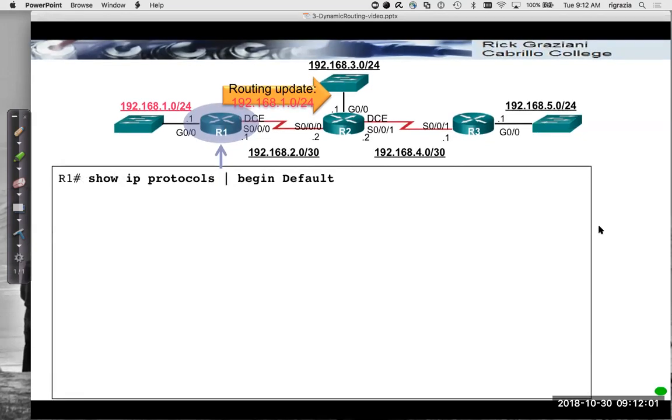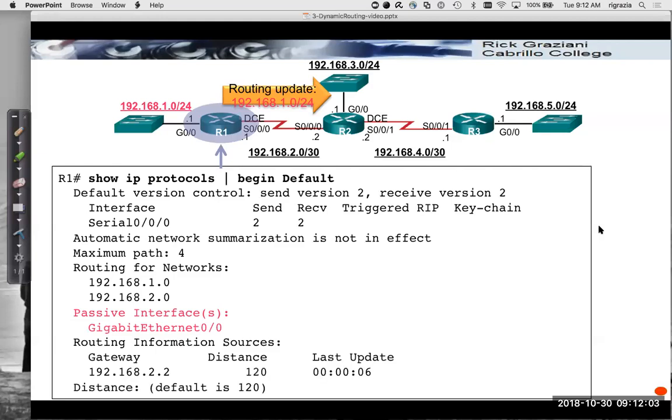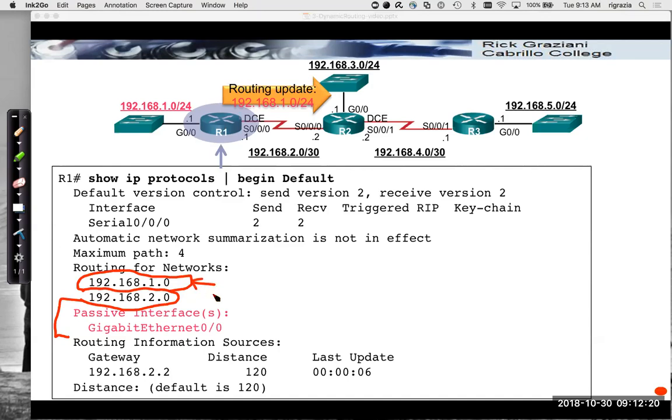On R1, we can now see two things we want to take a look at here. Notice that gig0/0 is a passive interface, and just as important, this one right here: 192.168.1.0 is still being advertised.